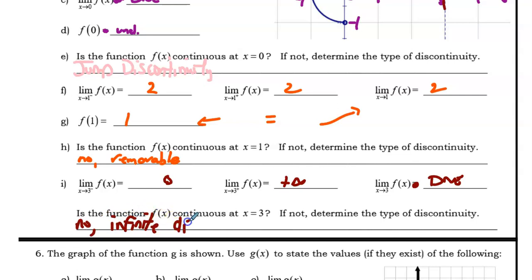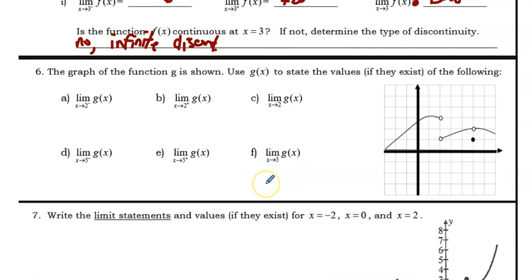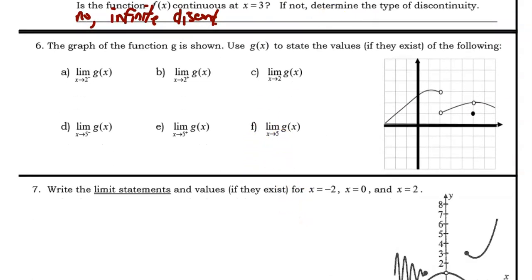And remember, you can also write asymptotic here for discontinuity. So there we go with that problem. So hopefully that is making sense to you guys. Example number 6, we're just going to really quickly go over. I don't feel like you need to see this one too much.